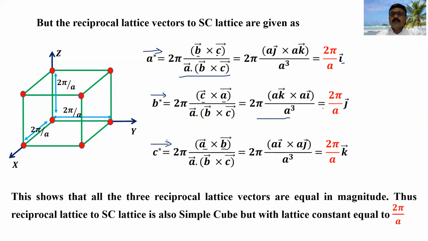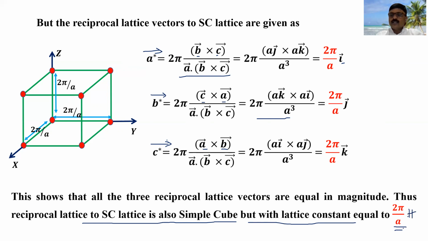The magnitude is 2 pi by A for each, and therefore we can say that if you construct a unit cell with these reciprocal lattice vectors, then that unit cell will again be a cube, and the length of each side will be 2 pi by A. So this clearly indicates that the reciprocal lattice to simple cube is also a simple cube, but the magnitude of the lattice constant is equal to 2 pi by A. This thing should be remembered.